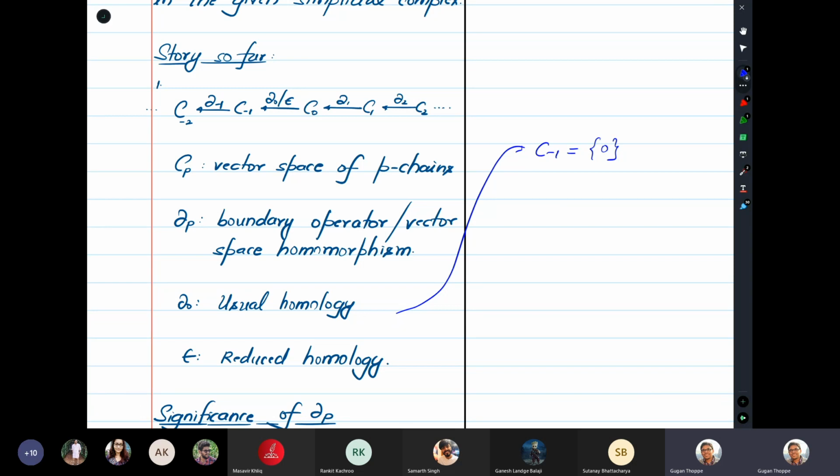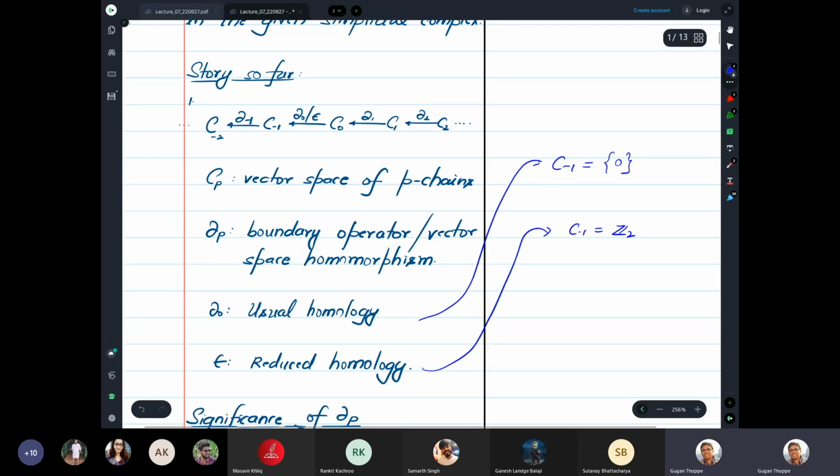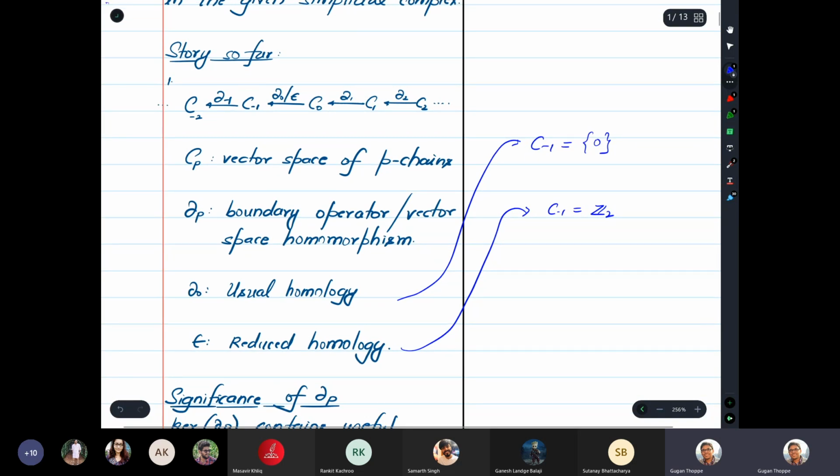On the other hand, when I write epsilon, it means that we are working with the reduced homology, which means that we set C minus 1 to be Z2, and we define ∂0 accordingly. So the notation epsilon means that we are working with reduced homology, and the notation ∂0 means that we are working with the usual homology. Typically I'll be writing only either ∂0 or epsilon, not both, but here since I want to talk about them jointly, I have written ∂0 slash epsilon.